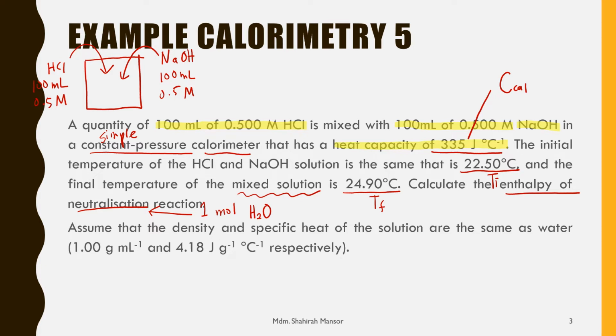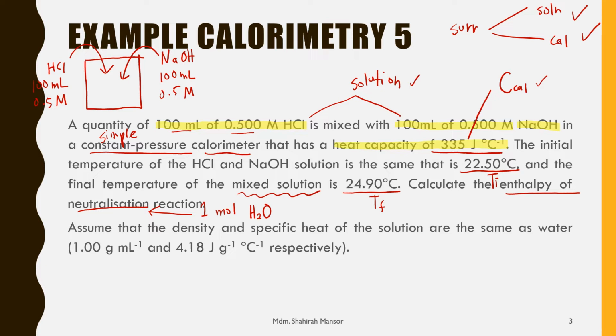Dan dalam soalan ini juga diberi kepada awak concentration dan juga volume untuk both acid dan juga base. So untuk these two, bila kita campurkan nanti dalam this simple calorimeter, maka you akan dapat solution. Memandangkan kita ada both solution dan juga calorimeter dalam this soalan, maka surrounding kita di sini akan merujuk kepada both solution dan juga calorimeter.